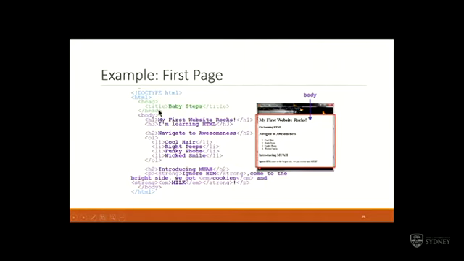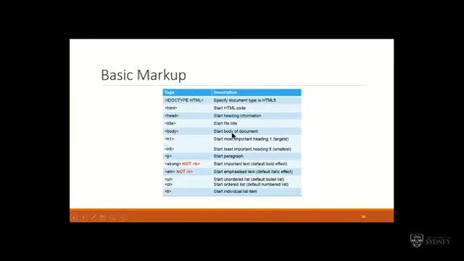So everything that goes inside the head is metadata, essentially data about the page. Anything that goes on the page is then inside the body section. You can see here I've highlighted in purple everything inside the body, so that's what's displayed on the actual page.